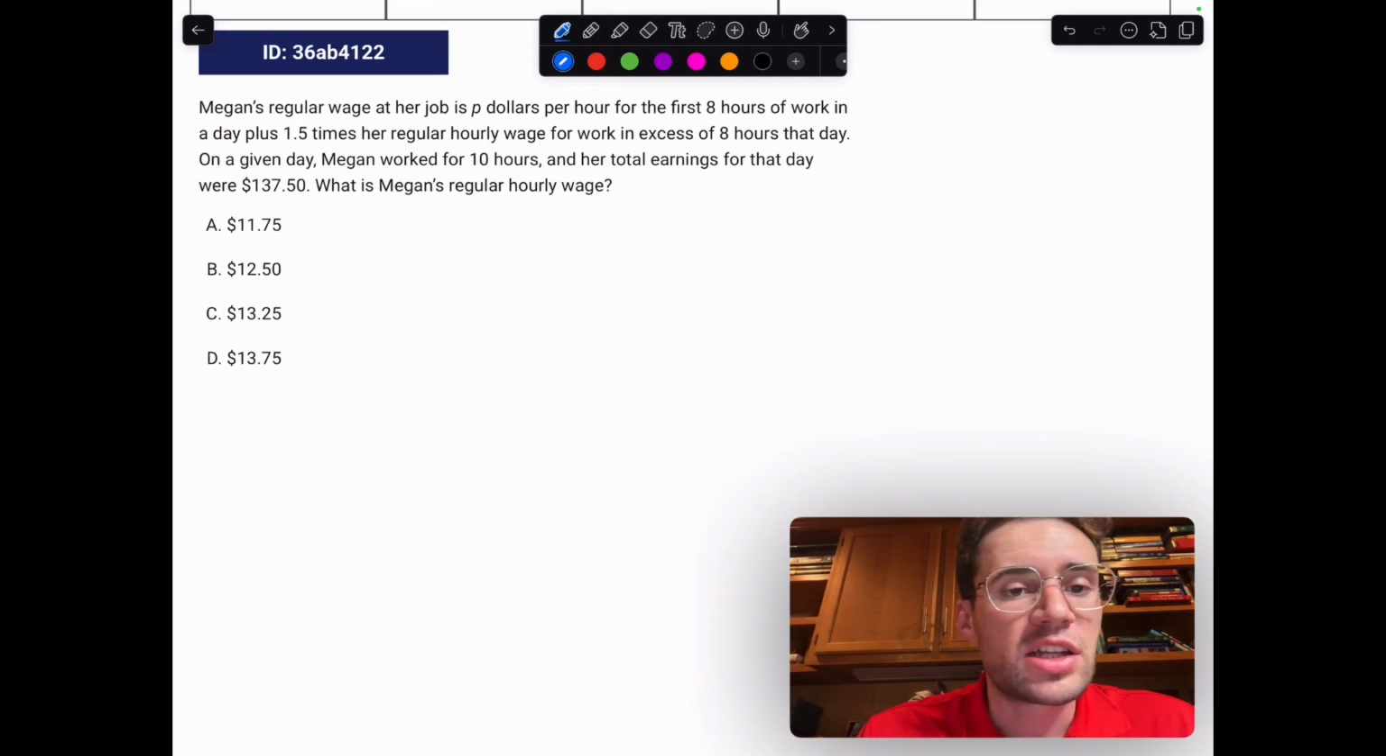Megan's regular wage at her job is P dollars per hour for the first 8 hours of work in a day, plus 1.5 times her regular hourly wage for work in excess of 8 hours that day. So she's getting 1.5 times for overtime. That's good. On a given day, Megan worked for 10 hours, and her total earnings for that day were $137.50. What is Megan's regular hourly wage? Okay.